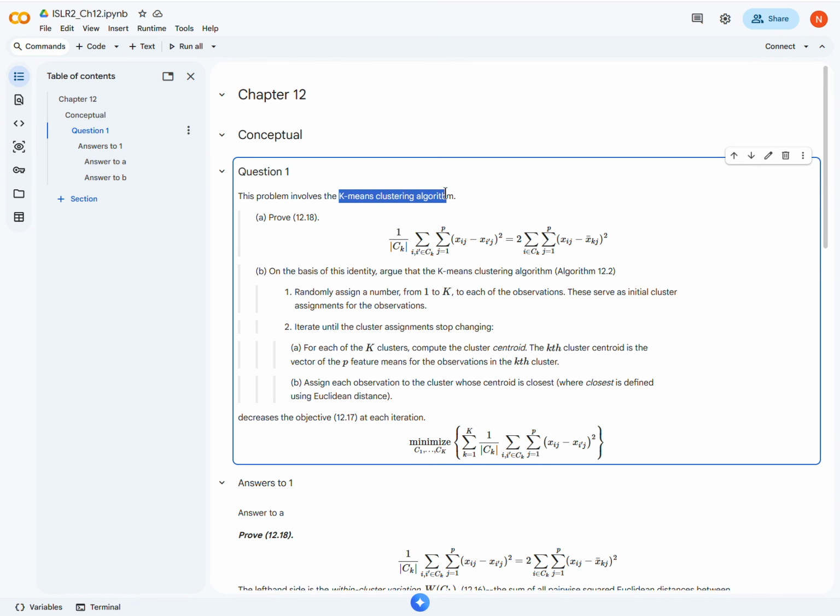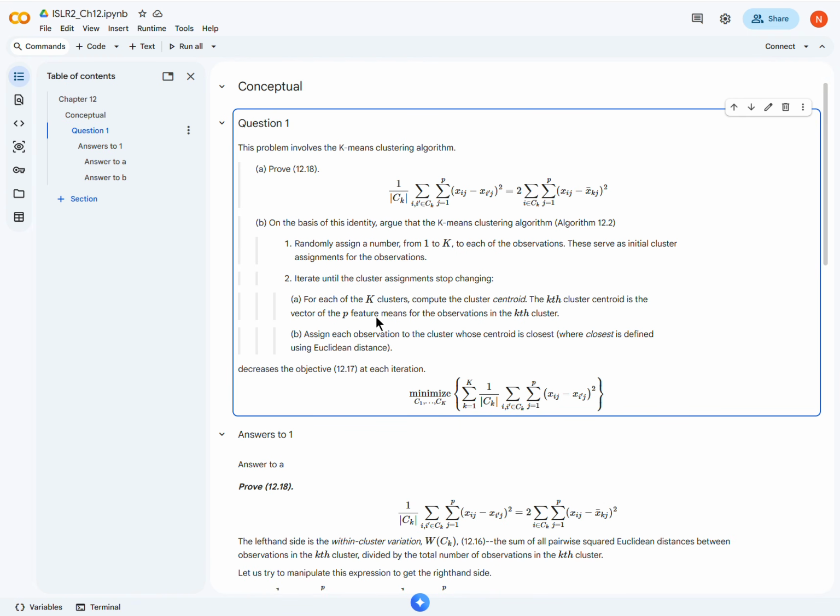The k-means clustering algorithm uses this expression or this identity right here. And so for part A, we're going to prove that identity, and then we're going to look at the algorithm that in part B uses this identity and show why the k-means clustering algorithm works at all.